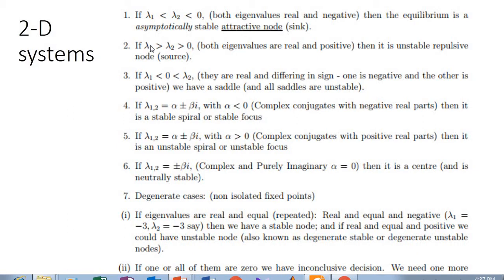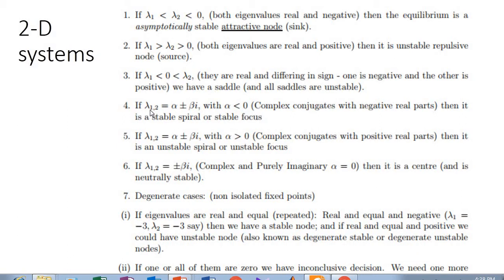If your lambda 1 and lambda 2 are both greater than 0, which means that both eigenvalues are real and positive, this is an unstable repulsive node, which is also known as a source. If lambda 1 is less than 0 but lambda 2 is greater than 0, they are real and differing in sign. One is negative and the other is positive. We have a saddle point. All saddle points are unstable. So it's an unstable saddle point.